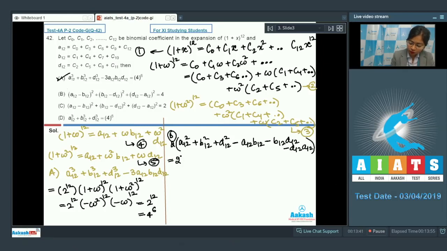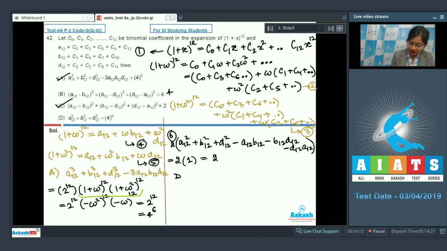So this is equal to 2 times its value, which we have already found out in option A. It is equal to (1 plus omega) into (1 plus omega square) whole raised to the power 12. That has already been solved, equal to 1. So the value itself will be equal to 2. But in the given option it has been written 4. So this option is incorrect. And option number C will be correct.